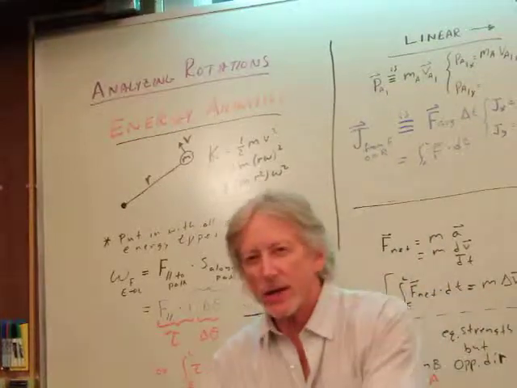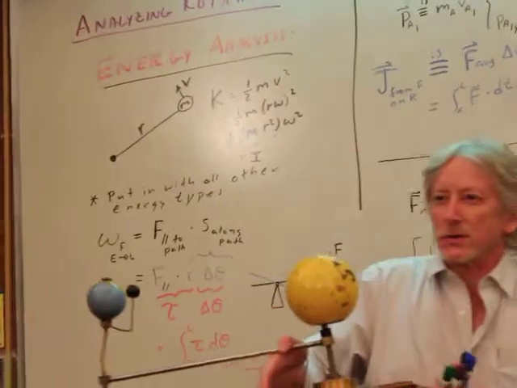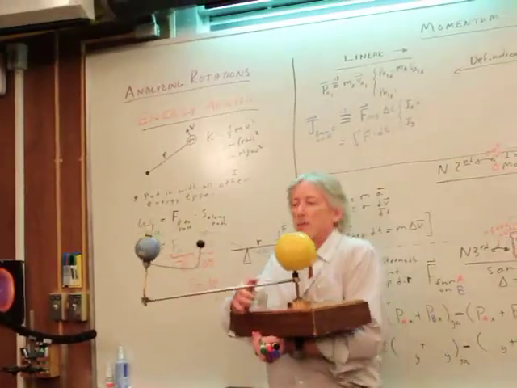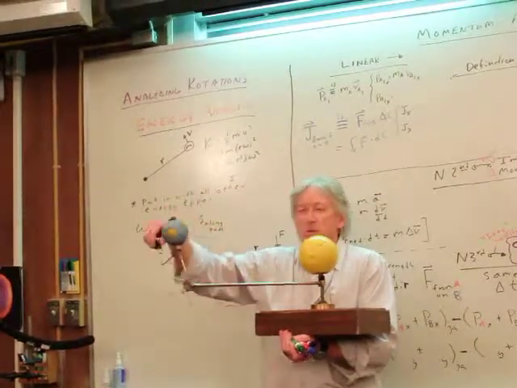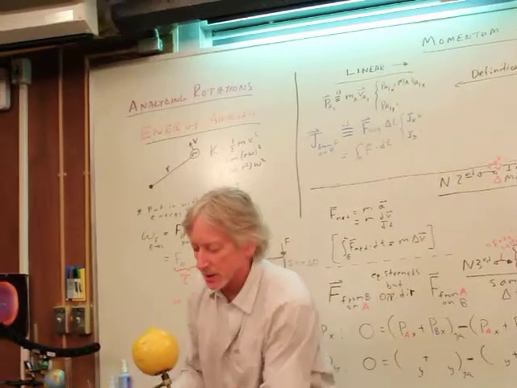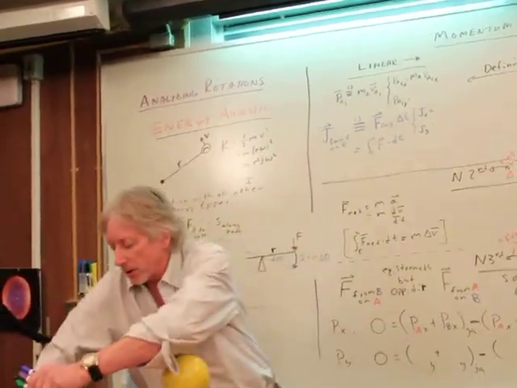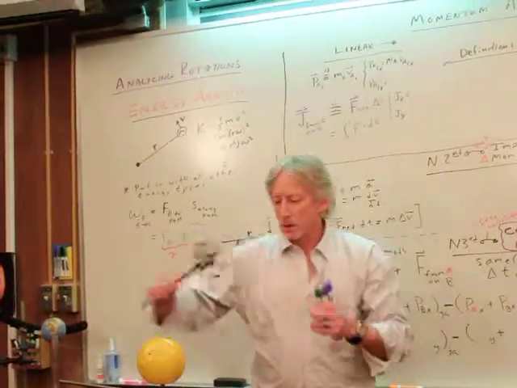Okay, so we're analyzing rotations. Why? Because they're very useful. We can talk about planetary systems, stars that spin, planets, moons, things that orbit. So it's useful on an astronomical scale. It's certainly useful also on the scale of just pulleys.